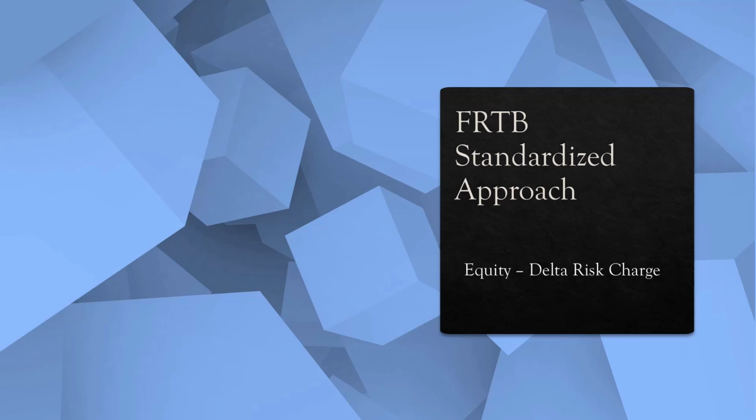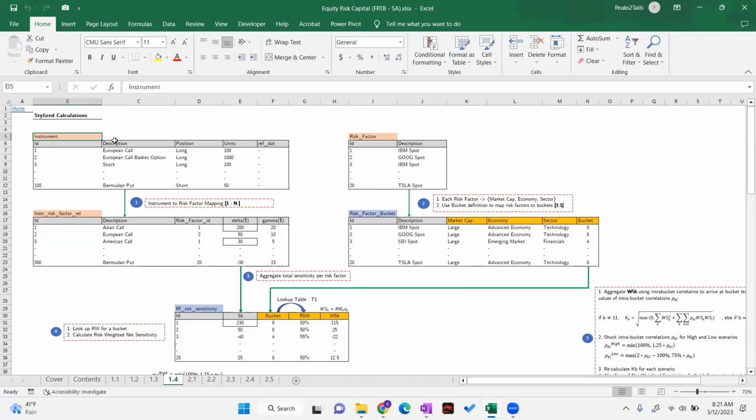In this video, I will walk you through an end-to-end example on FRTB's standardized approach for equity delta risk capital charge. So let's go through this. One table would be instrument, where banks will capture all the instruments. So picture this is the trading book. In the trading book, we have a table called instruments.